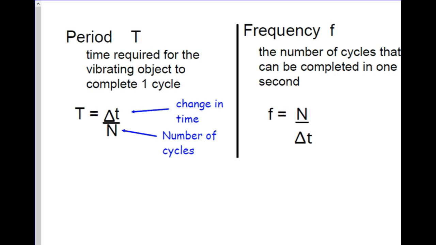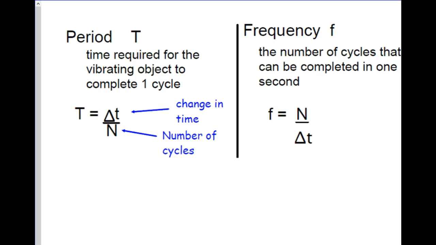Yesterday you were introduced to two new concepts, period and frequency. When you are looking at period, you are considering how much time it takes for the object to go a full cycle. A full cycle means starting at its resting position and returning to its resting position. We looked at a pendulum yesterday. That would mean going up to the right side, coming back down and going to the left-hand side, and then back to the resting position at the center.